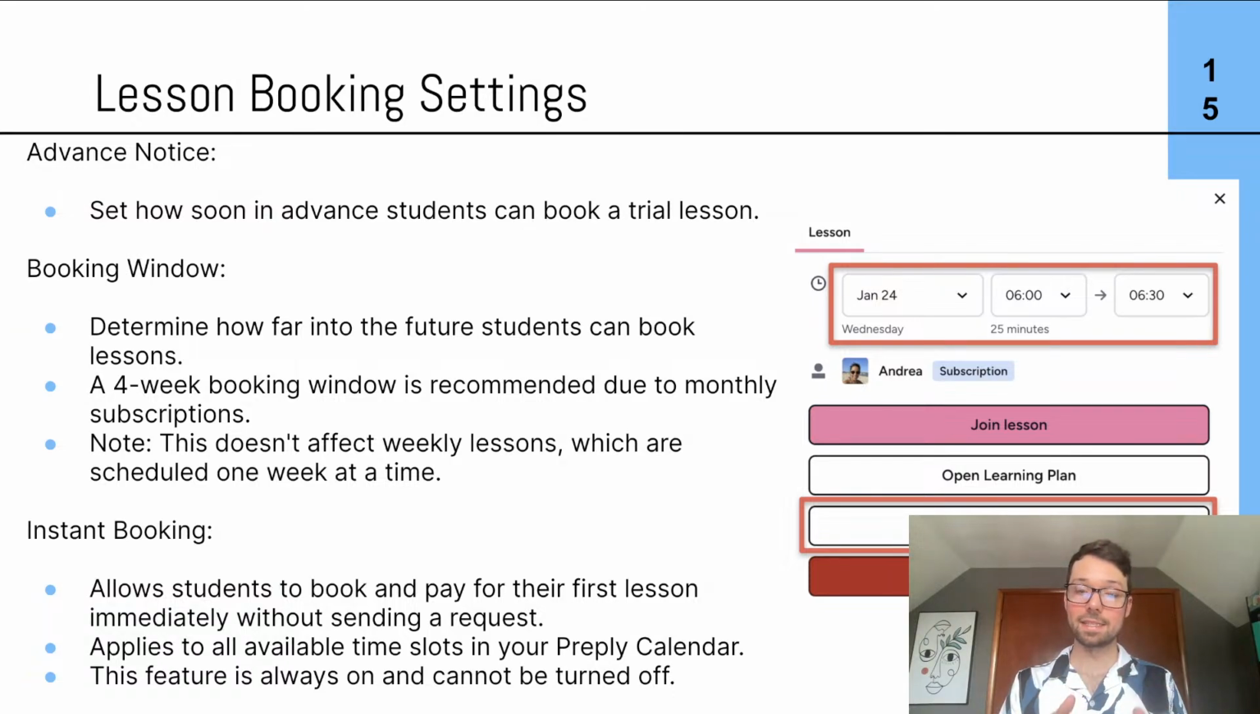There's also an instant booking function, which you could use if you wish. This allows students to book and pay for their first lesson immediately without sending a request. So if you don't have instant booking enabled, then students have to request a lesson. You will have the lesson come to you as the tutor. You will review the profile, you will review the lesson type, and you will think, yes, I want to take on this student, or no, I don't want to, right? So having this automatic instant booking might give you a little bit of a boost. This applies to all available time slots in the Preply calendar, and this feature is always on and cannot be turned off.